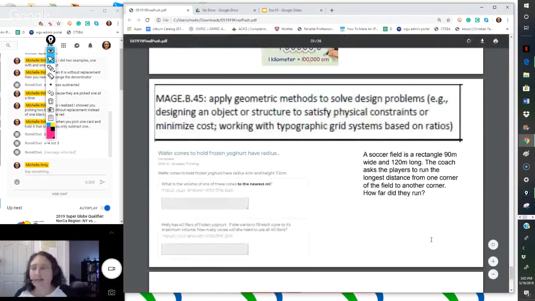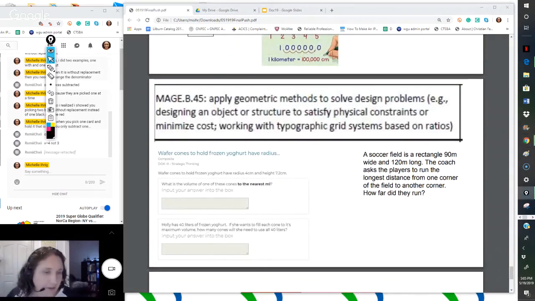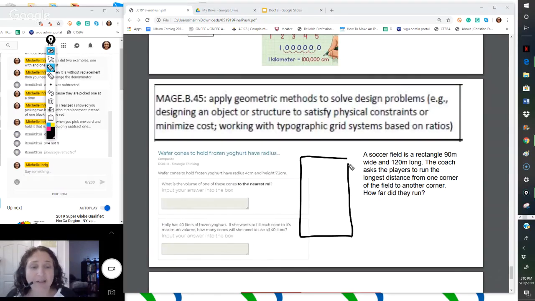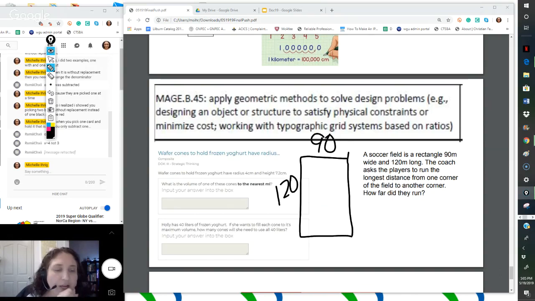A soccer field is a rectangle, and then we're done. If you have questions, start typing them now so I can see them when I'm done with this question. A soccer field is a rectangle that's 90 by 120. The coach asks the players to run the longest distance. Anytime you have a rectangle, the longest distance is always going to be the diagonal, because it's the hypotenuse. Remember, a rectangle has a right angle, so that means it's a right triangle. So the longest distance is always going to be the diagonal.